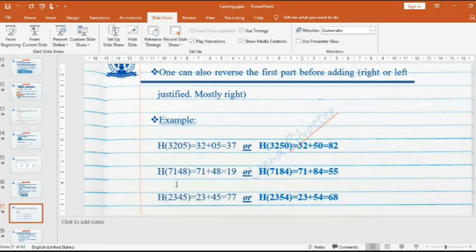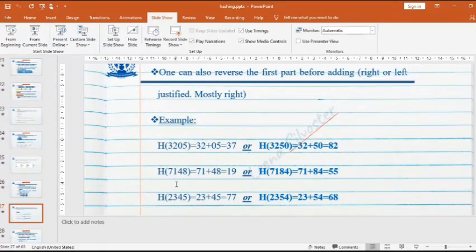Similarly, 7148. You can just add the digits. That is 71 plus 48, which is actually 119. We have to ignore the carry, so the number is 19. The hash function is 19. Or you can reverse the last two digits. Reversing the last two digits means you will get 84. So 71 plus 84 means you will get 155. Ignoring the carry, you will get 55. So the hash function is either 19 or 55.